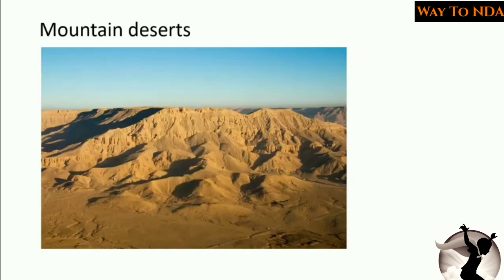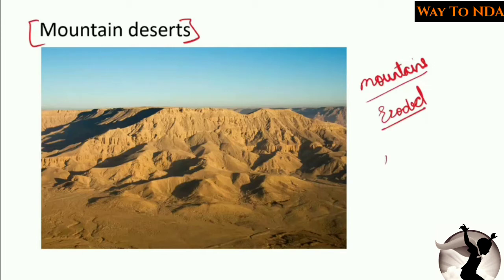Then there are mountain deserts. The mountain deserts are the deserts which are found on the mountains. So mountains are eroded, and you will find this type of deserts on the mountains, or in high temperature areas. So this type of mountain deserts you will find either because of erosion, or they are in the high temperature area. These type of features are called mountain deserts.